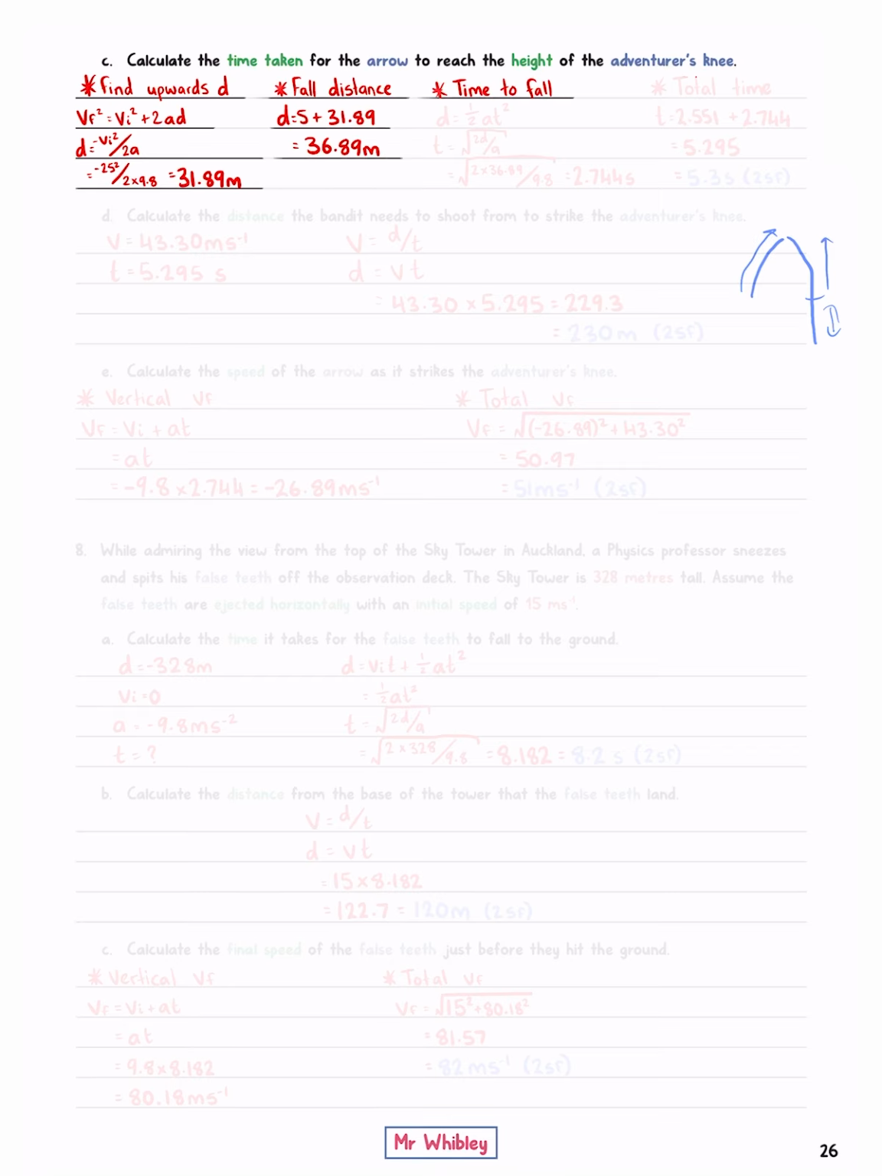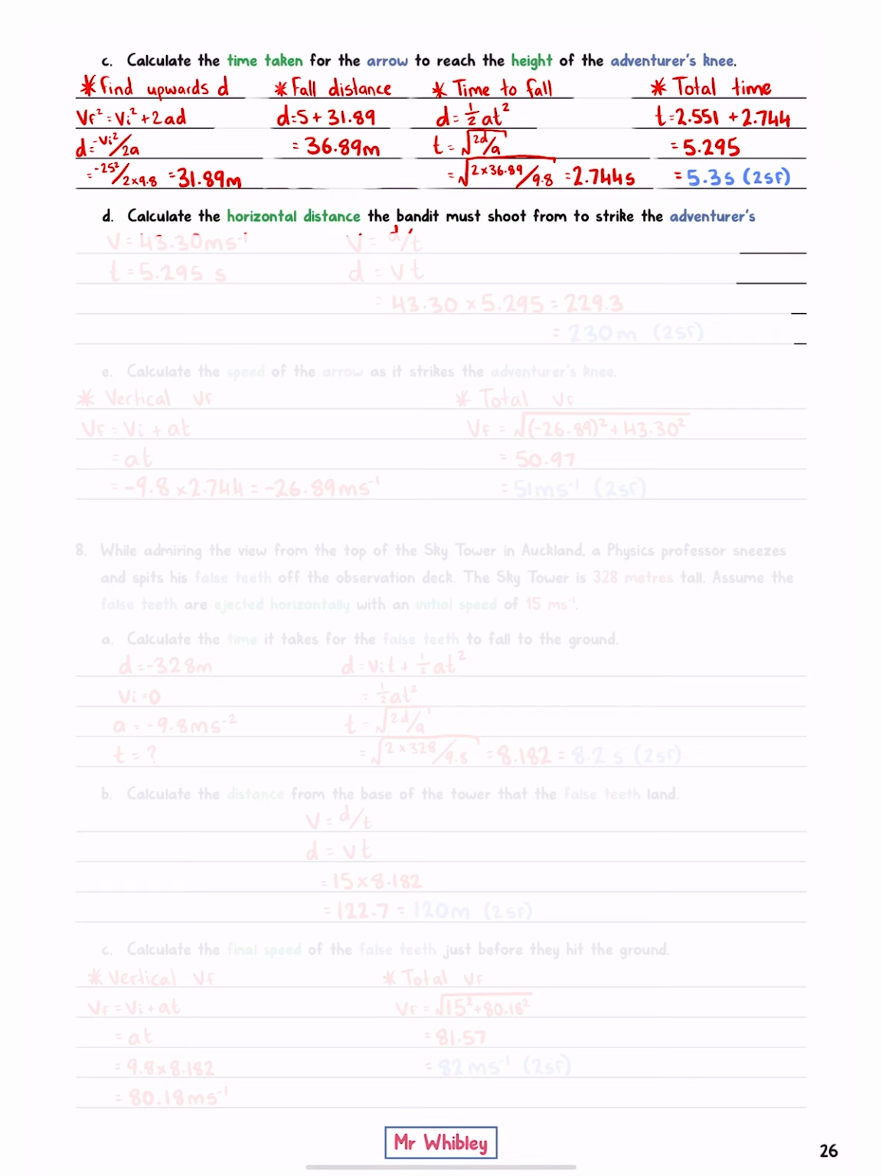To find the time to fall, we can use the equation d equals Vit plus half at squared, where because we're falling from our maximum height, our initial velocity is 0, so this equation just becomes d equals half at squared. We can rearrange this for time by doubling both sides, dividing them by a, and then square rooting. Putting our numbers in gives me 2.744 seconds. Our total time is therefore the time that we found in part B, plus this new time to fall, which gives me 5.295, or 5.3 seconds to two significant figures.